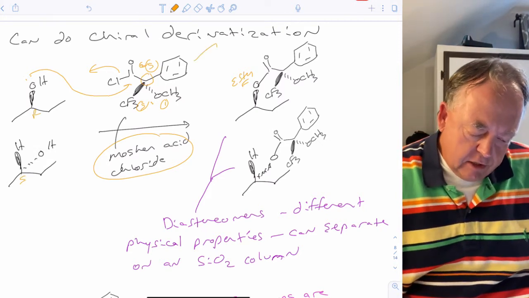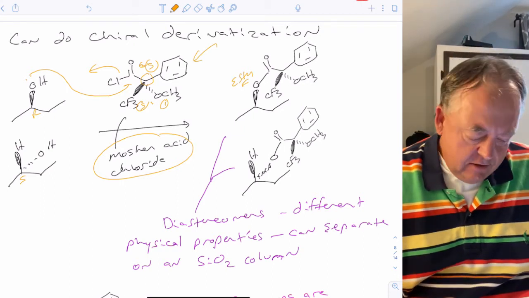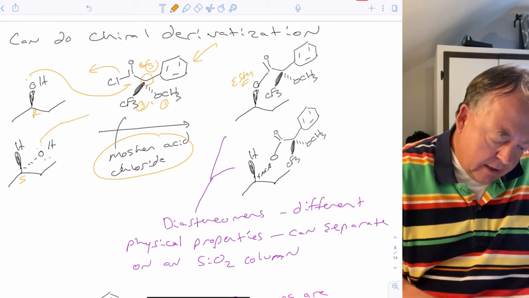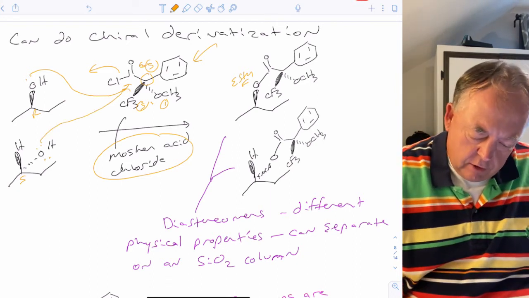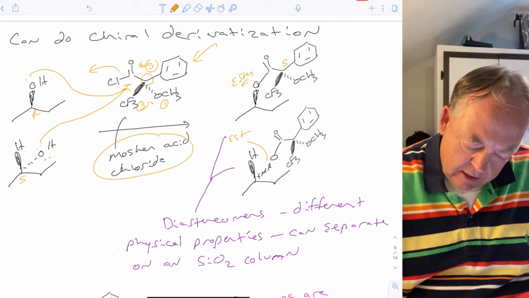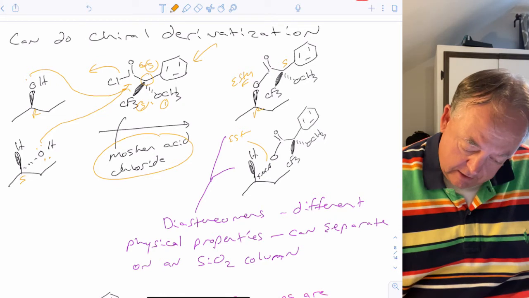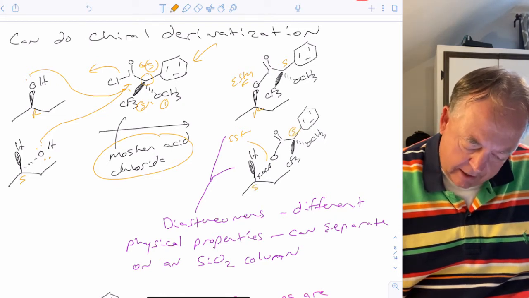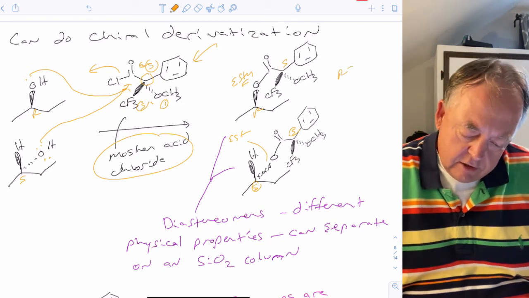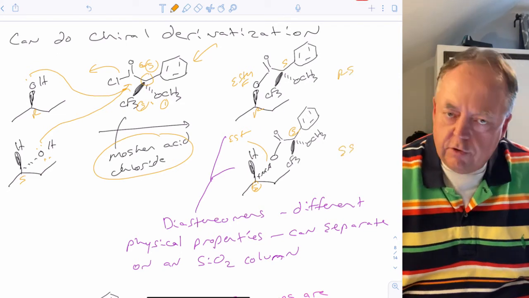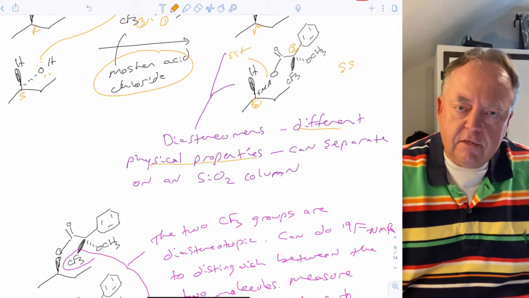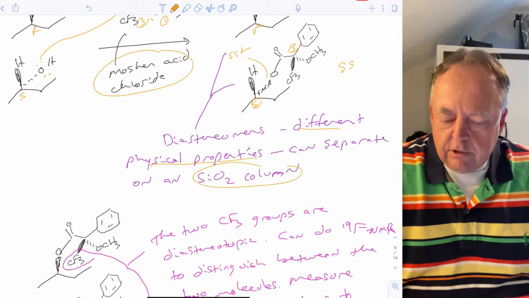So we use an optically pure chiral derivatizing agent with our mixture. When either of these alcohols reacts, you make the ester in both places. But if this is S and this is R, and this is still S, and this is now S, now these two are diastereomers of each other, because this is the RS isomer and this is the SS isomer. Diastereomers have different physical properties, so now you can just use a regular silica gel column.